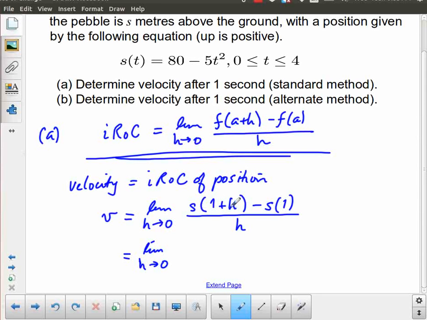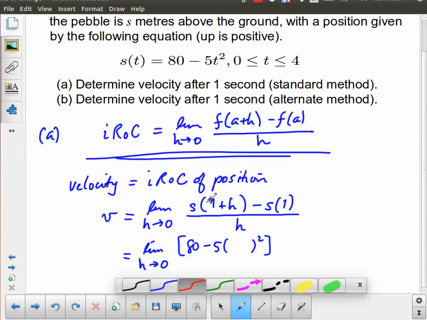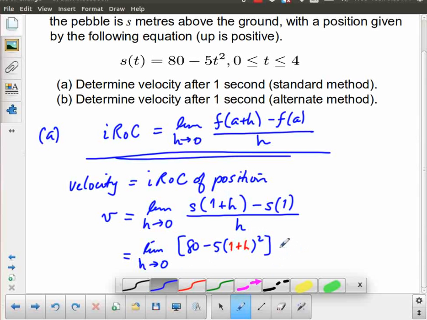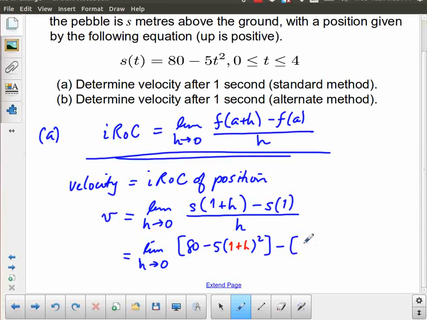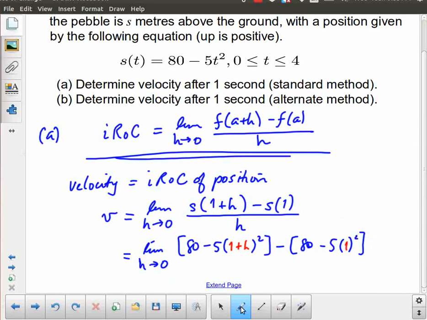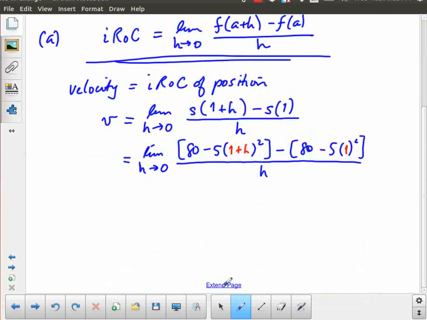So that is equal to the limit as h approaches 0. Now, s of 1 plus h. Well, here is my function, 80 minus 5 times something squared. And the thing that goes in there is whatever was here, 1 plus h. Minus, bracket, again the function, 80 minus 5 times something squared. And in the second one, that's just going to be the 1 that goes in there. And that's all divided by h.